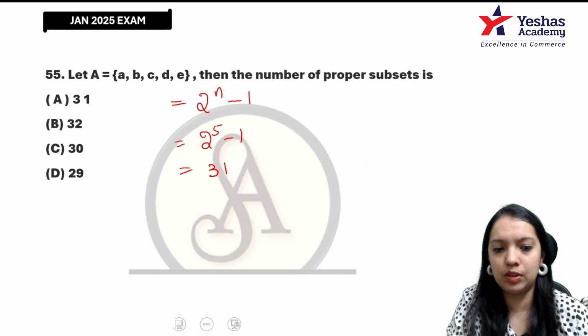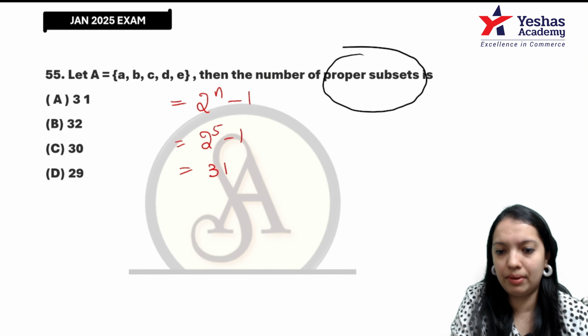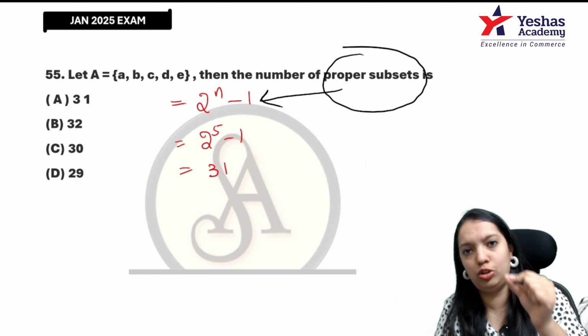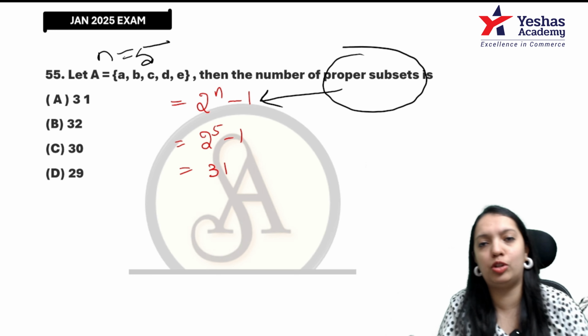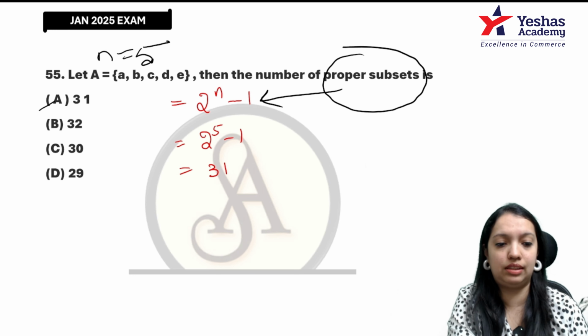Next. It is a question from sets. The number of proper subsets is given by the formula 2 to the power n minus 1. I can see that there are 5 elements. So 2 to the power 5, 32 minus 1, 31.